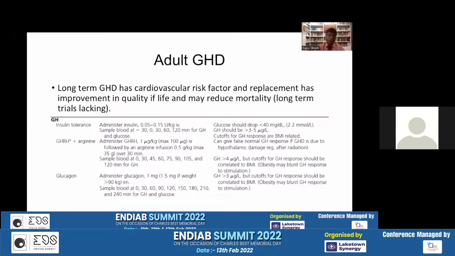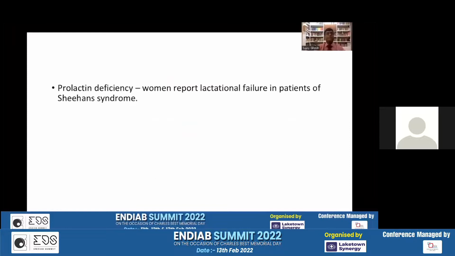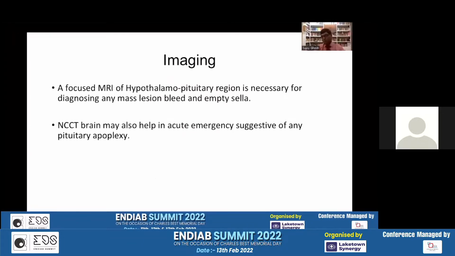In terms of adult growth hormone deficiency, this is perhaps a less understood and less diagnosed clinical circumstance. The tests are variable, but our major challenge is that even if we diagnose adult GHD, our patients are usually not able to afford GH therapy. And prolactin deficiency might present with lactational failure in patients with Sheehan syndrome. So I've tried to talk about all of those aspects of panhypopituitarism in adults as well.